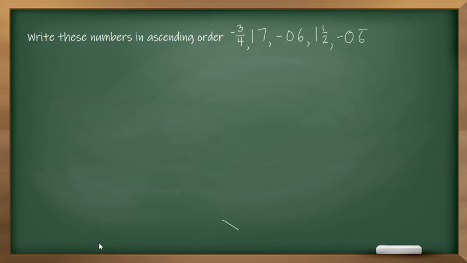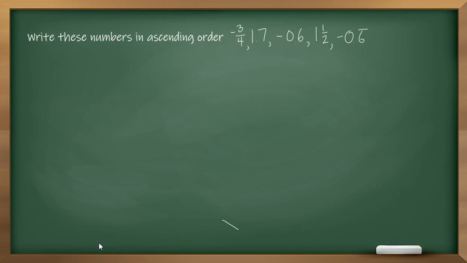For this example, we're going to be comparing rational numbers, and specifically we're going to be writing them in ascending order. So remember, ascending order means starting least to greatest. Descending order means starting with the greatest going to the least. So ascending order, least to greatest.